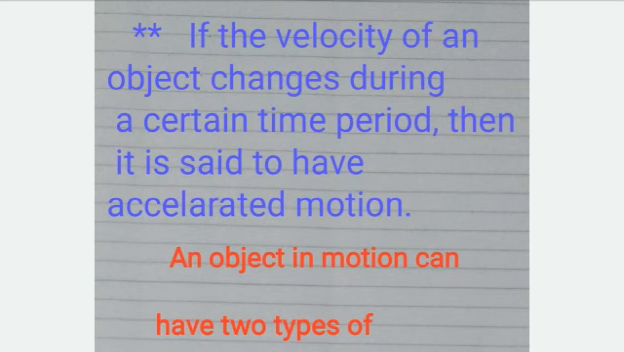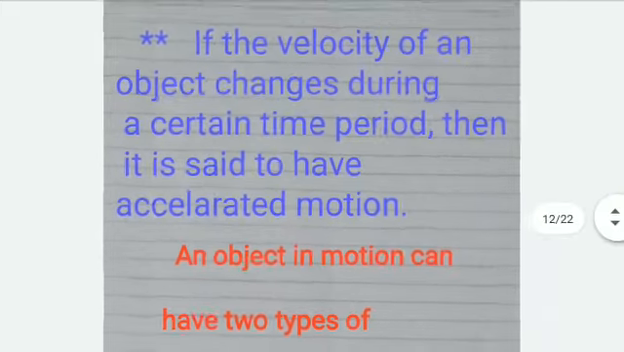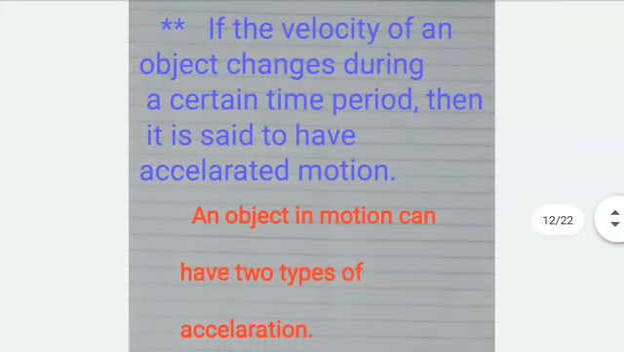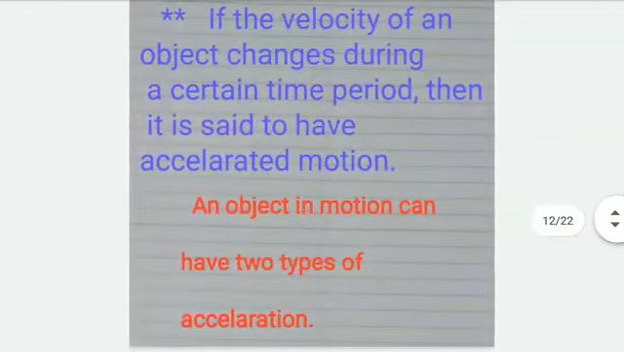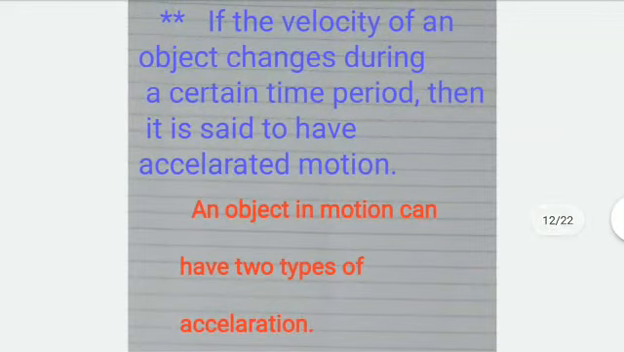If the velocity of an object changes during a certain time period, then it is said to have accelerated motion.